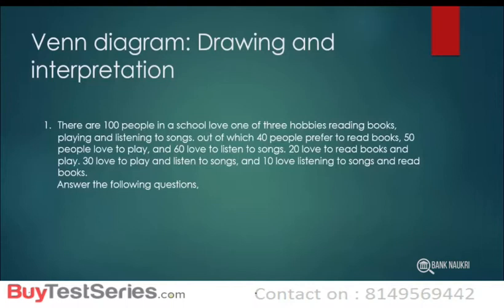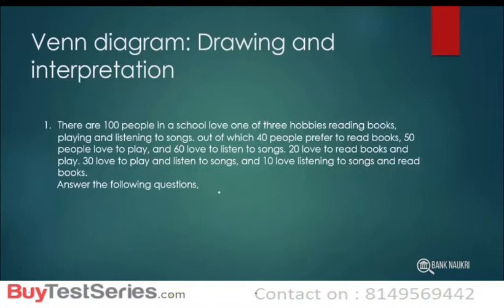There are 100 people in a school who love one of the 3 hobbies: reading books, playing, and listening to songs, out of which 40 people prefer to read books, 50 people love to play and 60 love to listen to songs. 20 love to read books and play, 30 love to play and listen to songs, and 10 love listening to songs and reading books. Answer the following questions. We first have to draw a Venn diagram to represent this question.